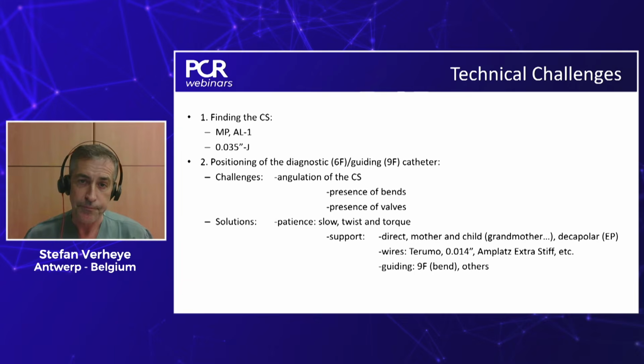We're not used to it. And within minutes, they can get into the coronary sinus using the decapolar or the EP catheter through the guiding that you will be able to use. Remember, it's a 9 French, so you need this size to get your device into the coronary sinus.